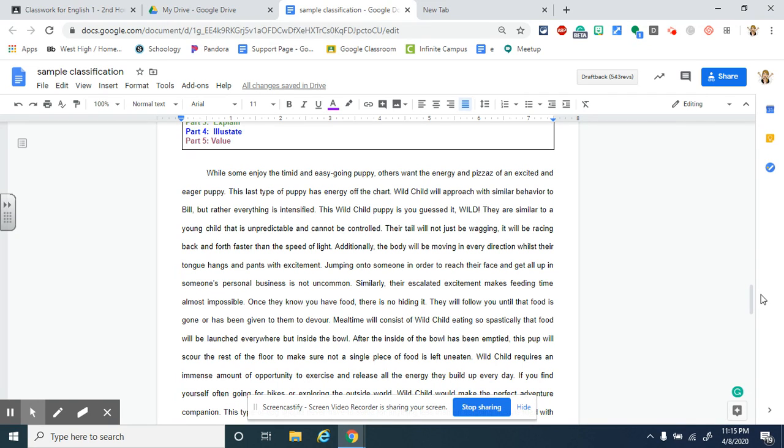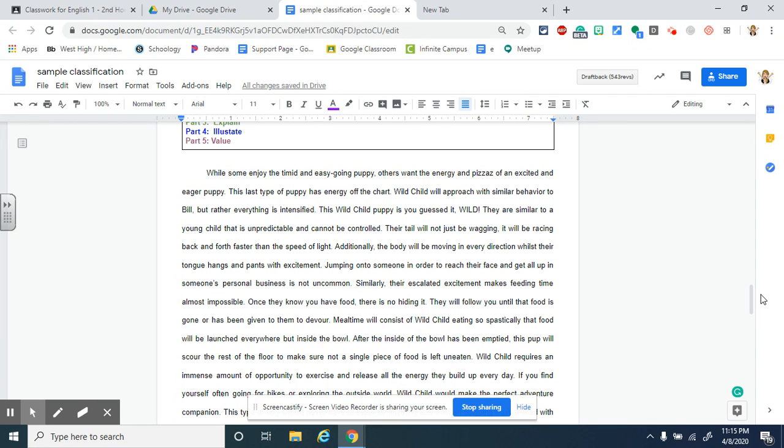Their tail will not just be wagging, it'll be racing back and forth faster than the speed of light. Additionally, the body will be moving in every direction whilst their tongue hangs and pants with excitement. Jumping onto someone in order to reach their face and get all up in someone's personal business is not uncommon.